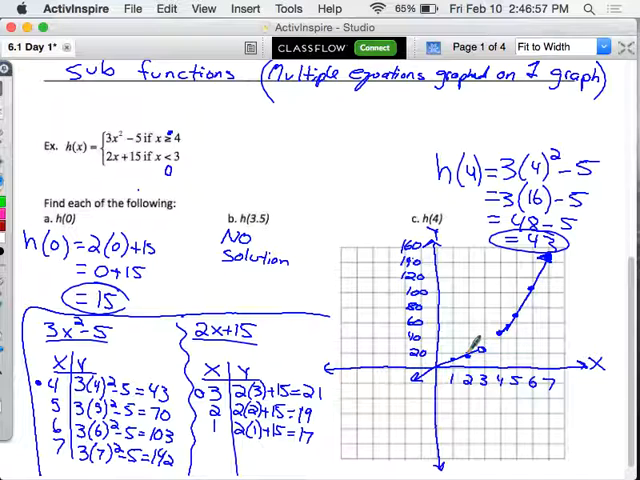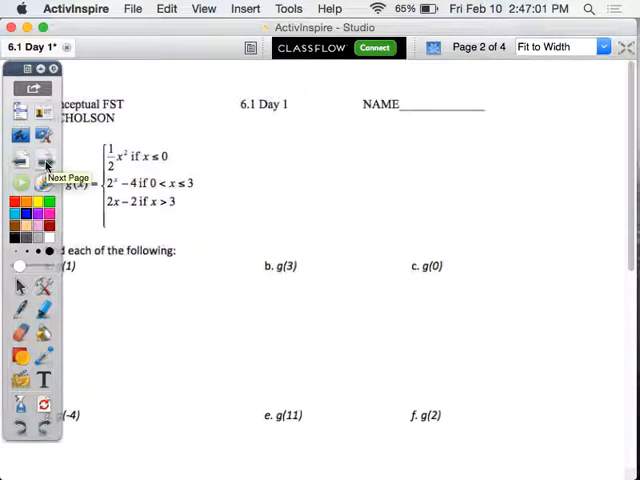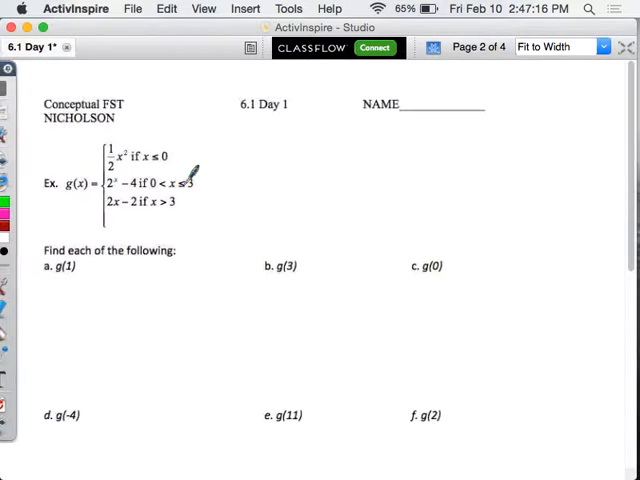Let's do another one together. So flip the page, on to the next page. This one's a little bit more intense. So this one now has 3 equations. We use the top one if it's an x value less than or equal to 0. The middle one if it's greater than 0 but less than or equal to 3. And the bottom one if it's something greater than 3.